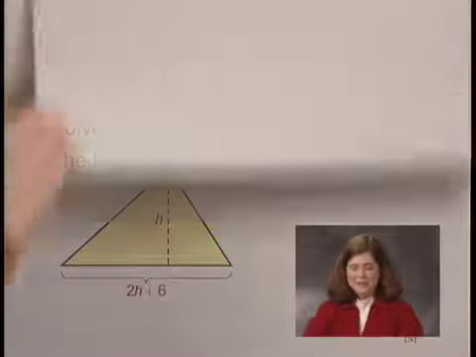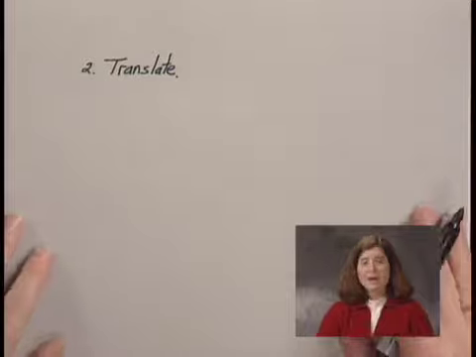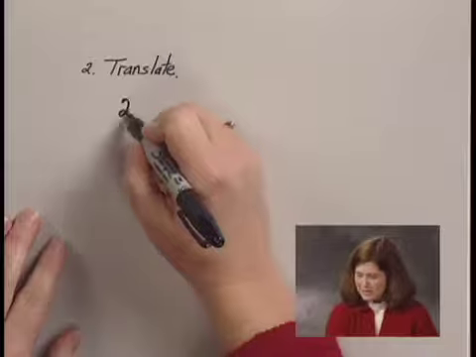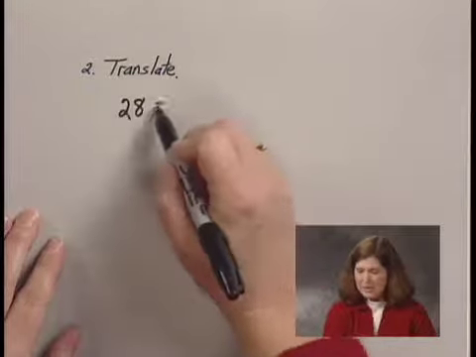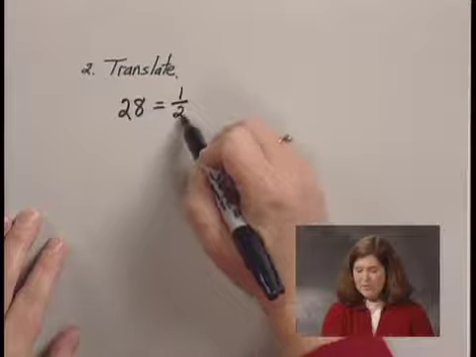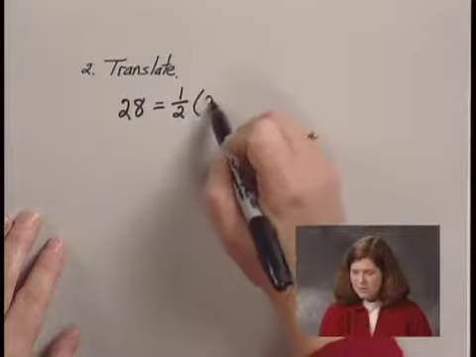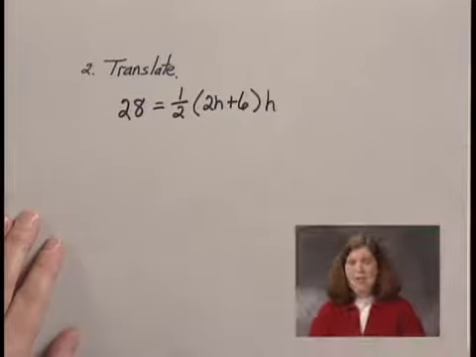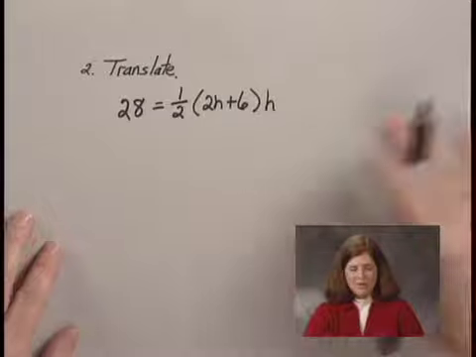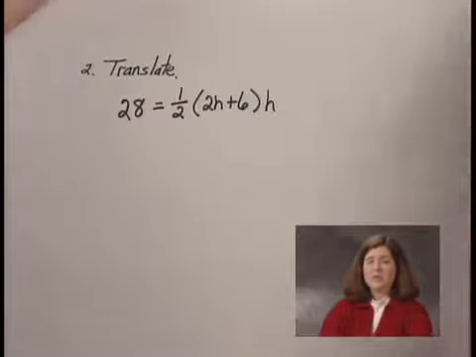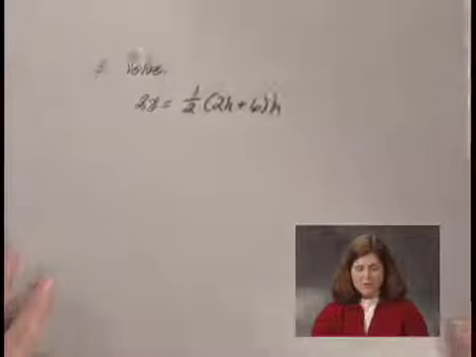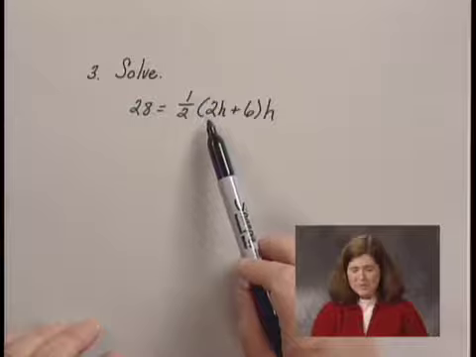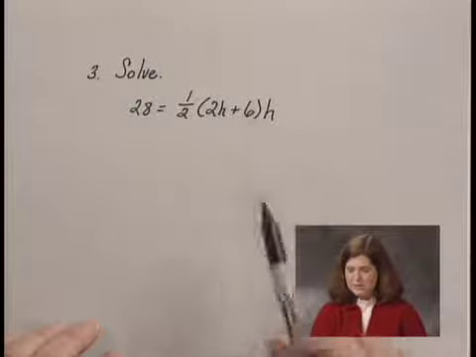So let's translate step 2. The area, when we were given that the area was 28 square centimeters, so we write 28 equals 1/2 times the base, which is 2h plus 6, times the height, which is h. So we have an equation we can solve. We can move to step 3, and that is to solve the equation. We want to solve 28 equals 1/2 times 2h plus 6 times h.